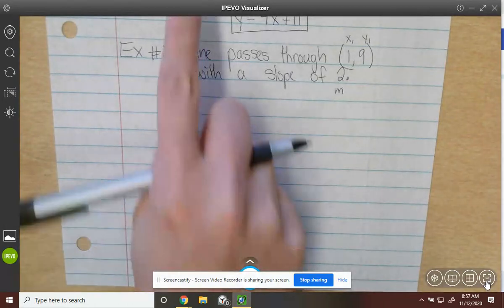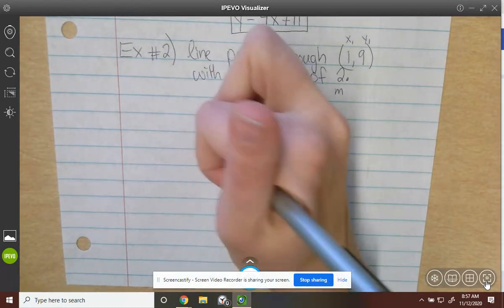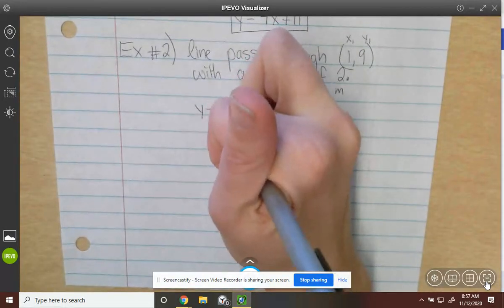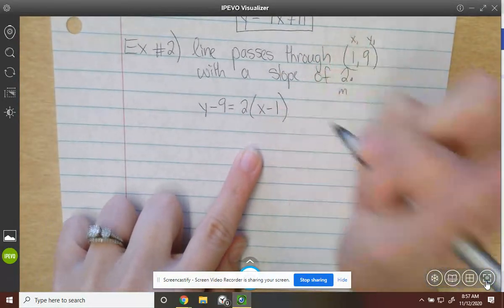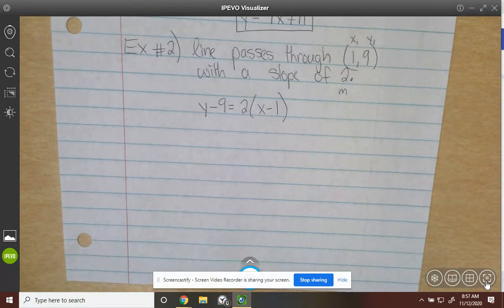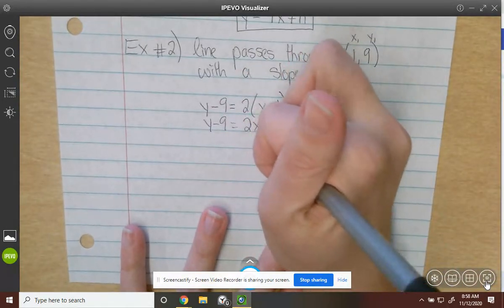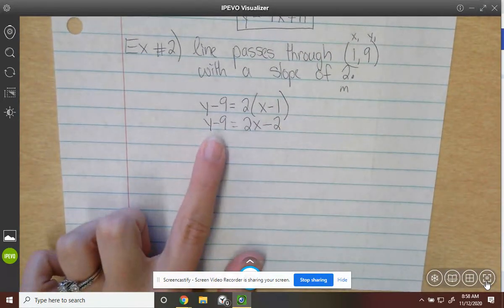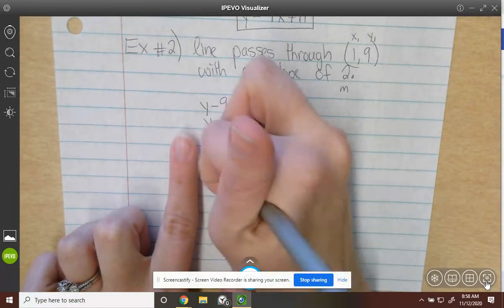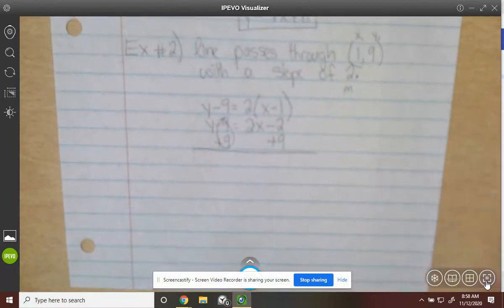Okay, I want you to go ahead and write out the equation. Should be y minus 9 equals 2, and then in parentheses, x minus 1. Okay, go ahead and distribute on your own. That'd be 2x minus 2. And then last step is get y by itself. So how am I going to move that 9? I'm going to add 9 on both sides.